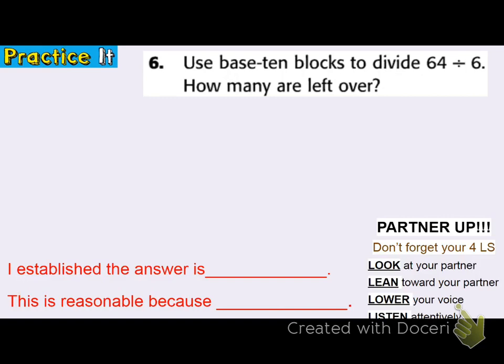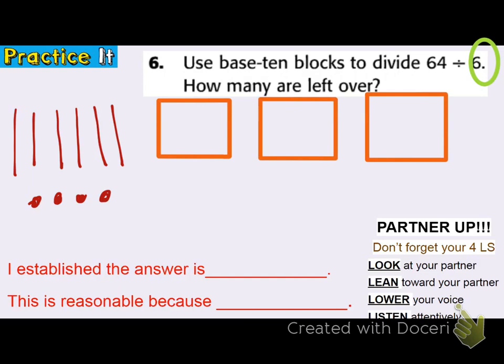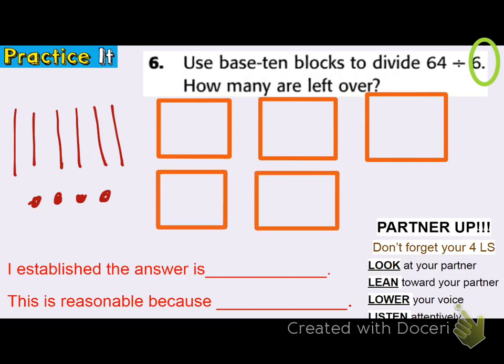Use base 10 blocks to divide 64 divided by 6. How many are left over? Well, I'm going to start with modeling 64. Okay, so I need 10, 20, 30, 40, 50, 60, and then there's 4 ones. 64, and I need to put 64 into 6 equal groups. So I'm going to go ahead and draw my group. So 1, 2, 3, 4, 5, 6.